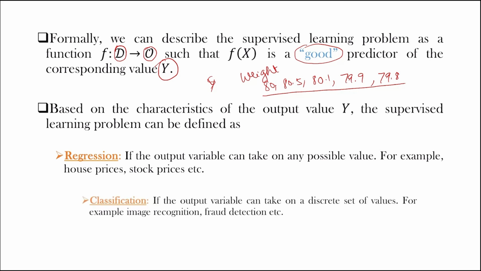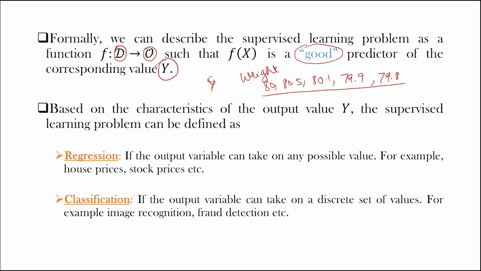Similarly, the second paradigm of supervised learning is classification. If the output variable can take on a discrete set of values, then it is a classification problem. For example, if you have a data set of patients having diabetes, and the output variable based on some features is whether the person has diabetes or not. So diabetes, yes or no. Another example of a classification problem could be image recognition. In the image recognition task, you have a given set of pictures, and you want to figure out what is inside that picture.